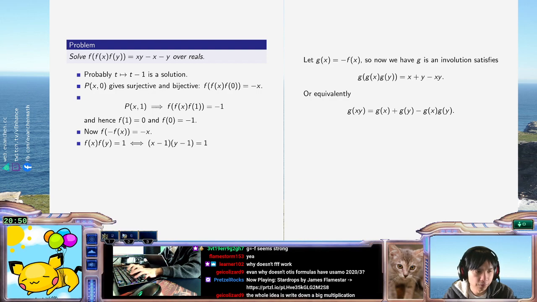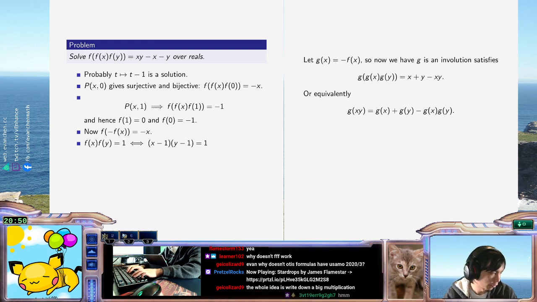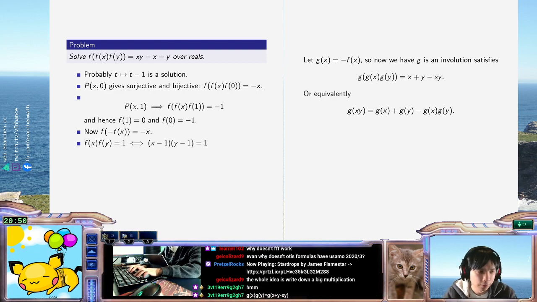Why doesn't Otis Formulas have USMO 2023? I might have stuffed up USAMO 2023 and like super T. Maybe it's better in formulas.